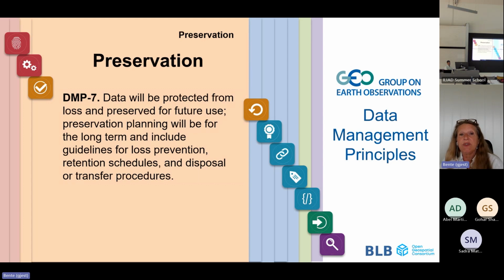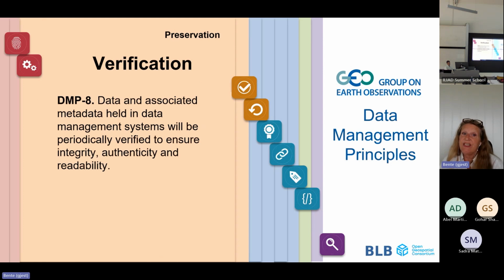Preservation. Data will be protected from loss and preserved for future use. Preservation planning will be for the long term and include guidelines for loss prevention, retention schedules, and disposal or transfer procedures. This is important, for instance, for reusability, for using the data across different disciplines, etc. Verification. Data and associated metadata held in the data management system will be periodically verified to ensure integrity, authenticity, and readability.